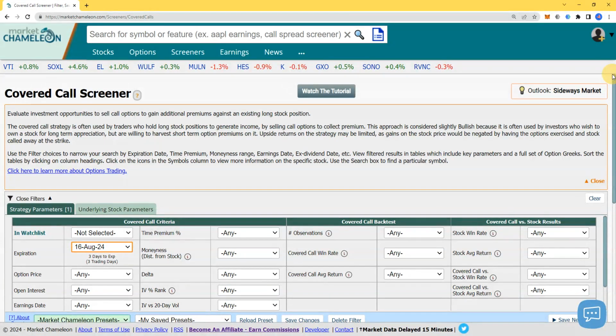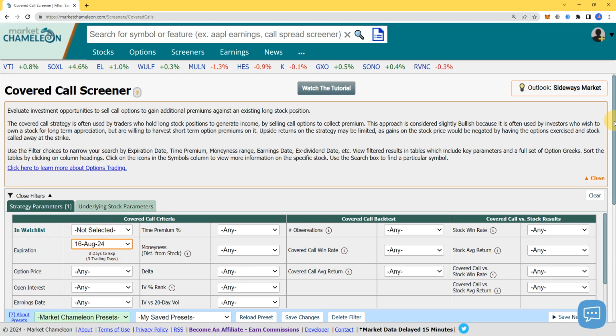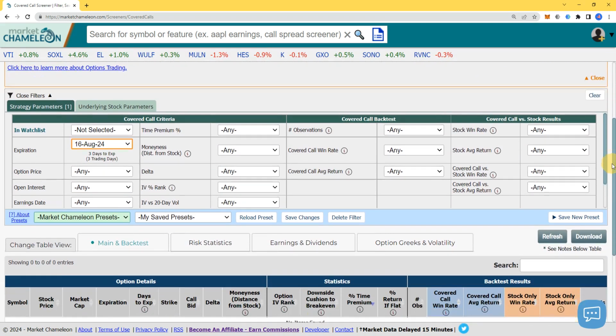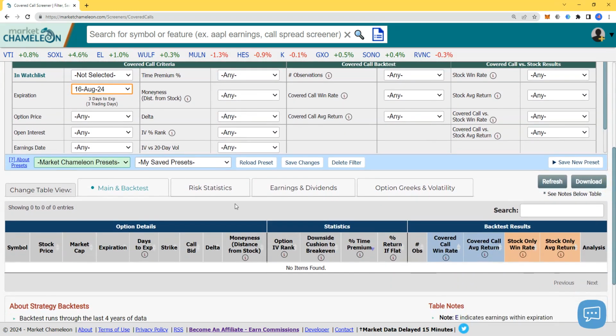Now, why should you use a covered call screener? Because right now you just go randomly on Robinhood or YouTube and you sell covered calls on whatever stocks that you feel like. But you can use filters and data. I'm not going to tell you what a covered call is, okay? I'm just going to show you what we got.